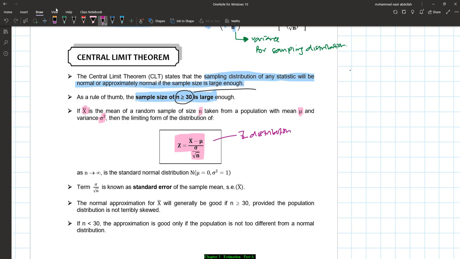The Z distribution is also known as a standard normal distribution, where x bar has mean equal to 0 and variance equal to 1, provided n is approaching infinity.